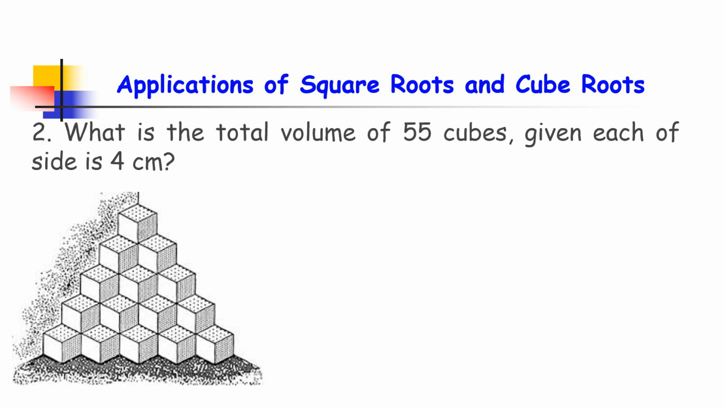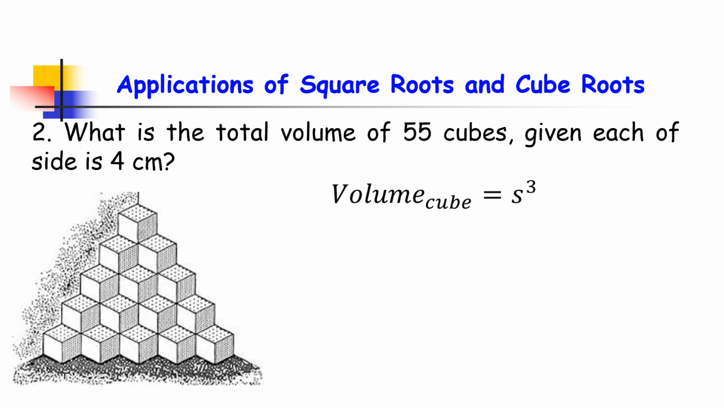And now let us have another one. What is the total volume of 55 cubes given each side is 4 centimeters? So let us recall how to solve for the volume of a cube. It is equal to side to the third power. So given the side, we are just going to multiply it 3 times, or s to the third power.